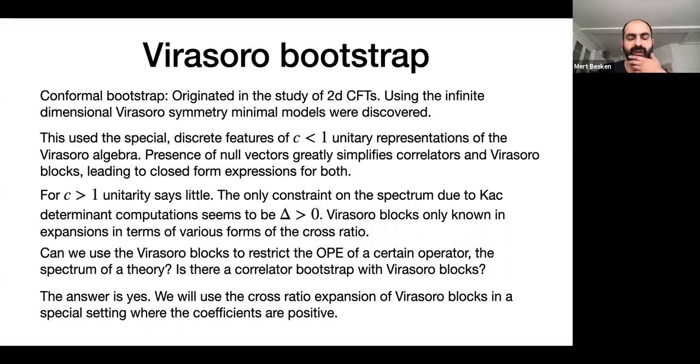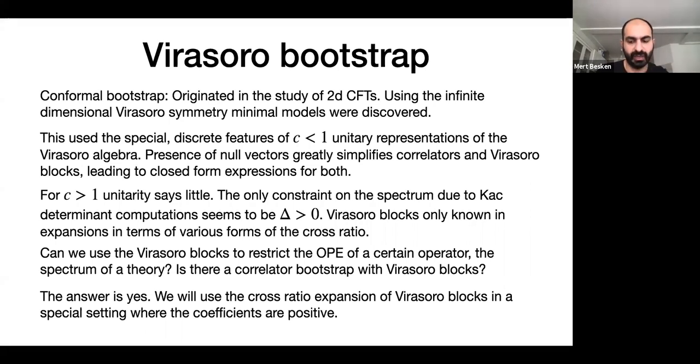For C greater than one, unitarity says little. The only constraint due to the Kac determinant seems to be that the chiral dimensions or their sum should be greater than zero. And what doesn't help is that Virasoro blocks are only known in expansions in terms of various forms of the cross ratio, except in certain limits, but for finite central charge, they are not known in explicit form.